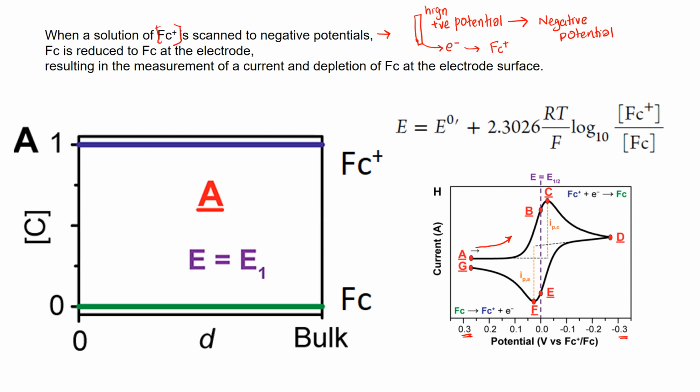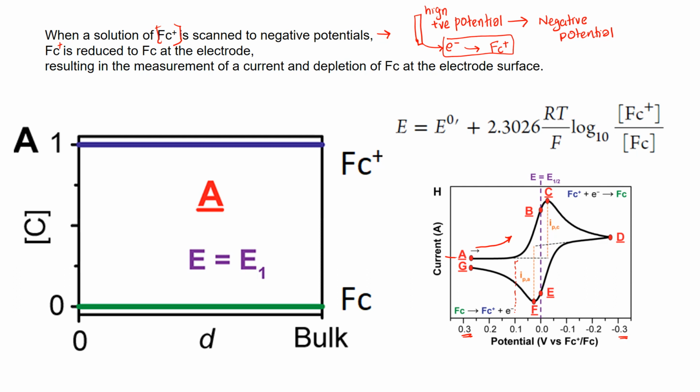We can see that, for example up to around 0.1, there is no change in the current. The current is almost constant. Now as and when it reaches 0.1, the current starts to increase. That means at this point the reduction is taking place, that is Fc plus is getting reduced. So here Fc plus is reduced to Fc at the electrode.